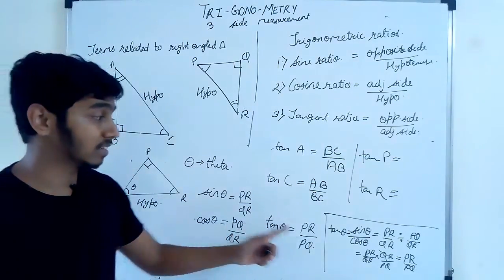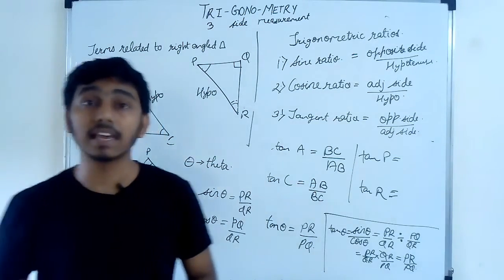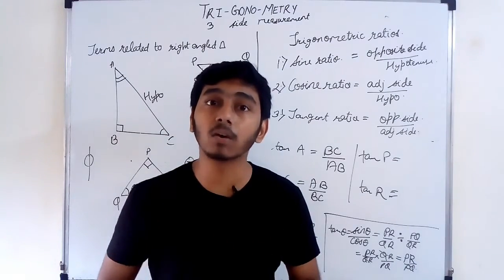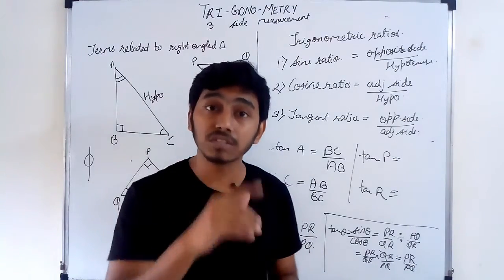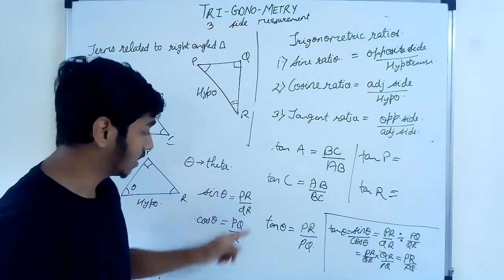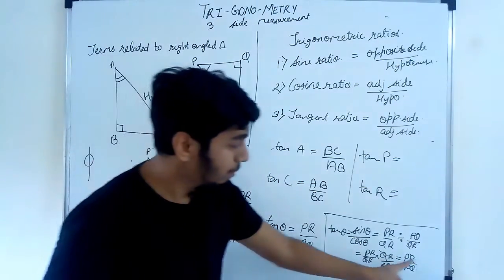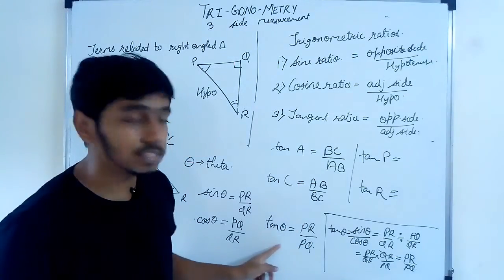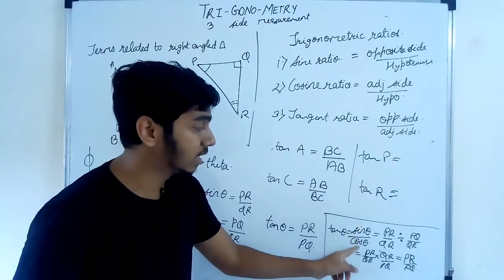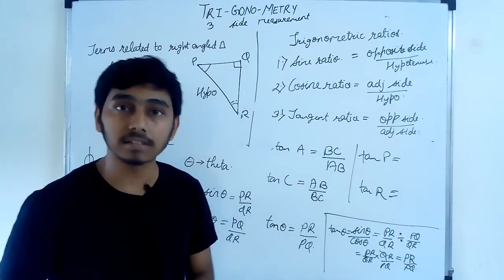I hope this is clear to you. People often get confused about what tan theta is, and you keep repeating formulas like tan theta is sine theta upon cos theta to remember it. But if you see properly, after finding sine and cos, just divide sine by cos and see what you get. You get PR upon PQ, which is tan theta itself that we found here. So that is the same, therefore tan theta is sine theta upon cos theta. I hope you have understood how to find this.